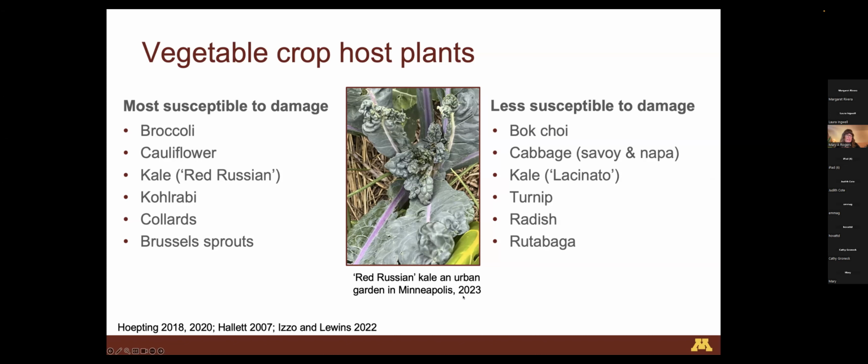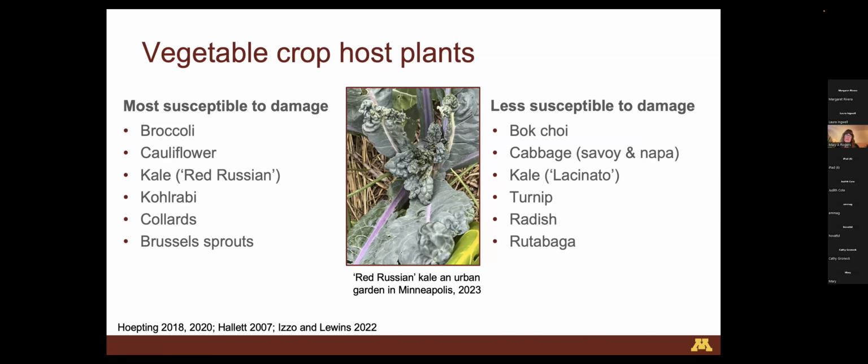And I've seen this in our gardens too. You can see this kale does not look right. All of that distorted growth is pretty symptomatic of what Swede midge damage looks like. And this is what a lot of our kale in the community gardens looked like this year. Kohlrabi is also preferred, collards, Brussels sprouts. And then the crops that are less susceptible still serve as hosts, but they just don't seem to be quite as attractive, or the damage isn't quite as severe.